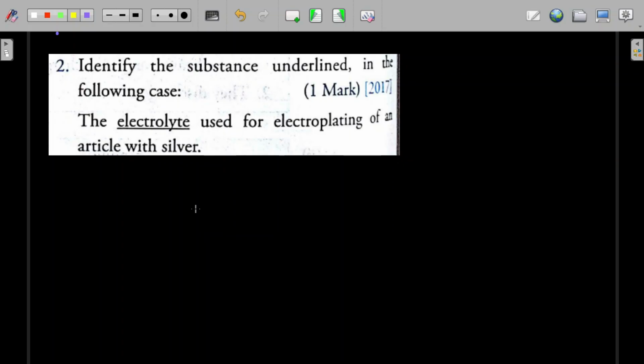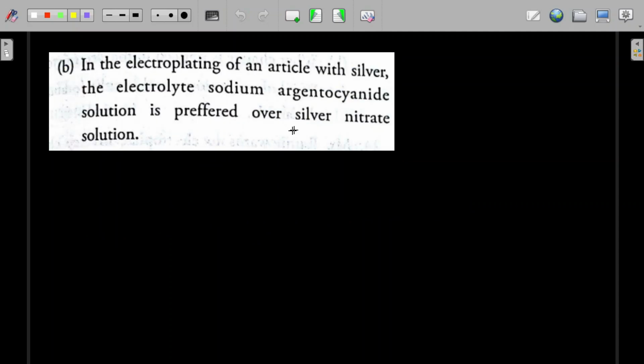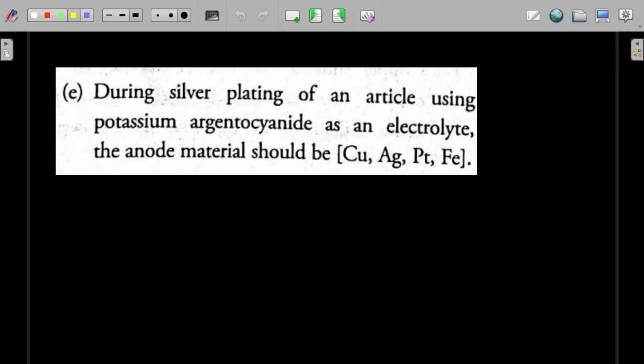So the electrolyte is sodium argento cyanide. That will be wrong. Solutions, accuracy. Even if you write sodium argento cyanide in the exam, no marks. You have to write the aqueous solution. The electrolyte sodium argento cyanide is preferred over silver nitrate. We have just discussed it.